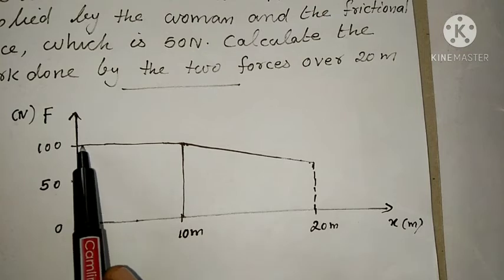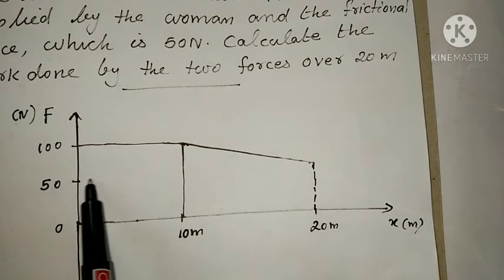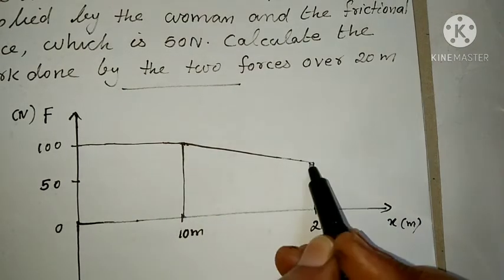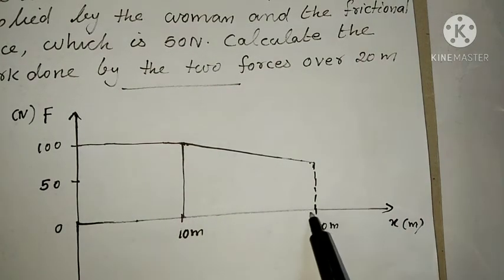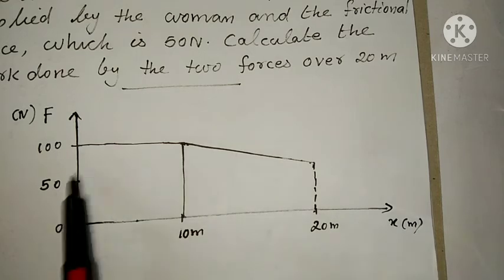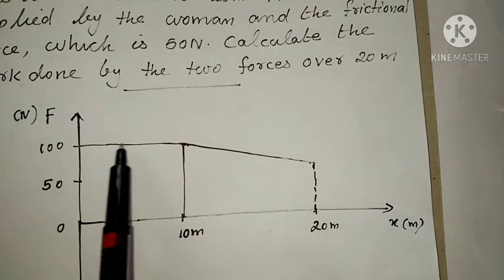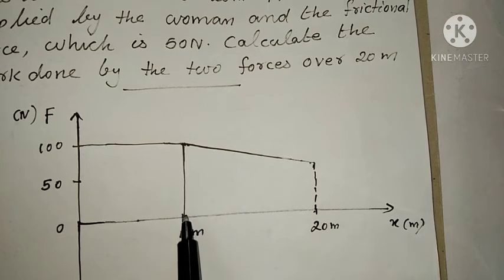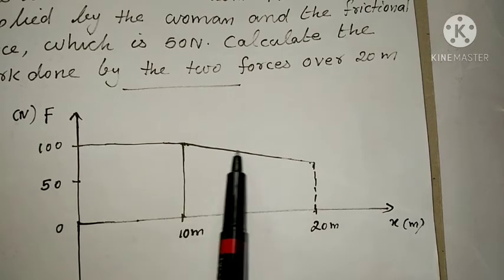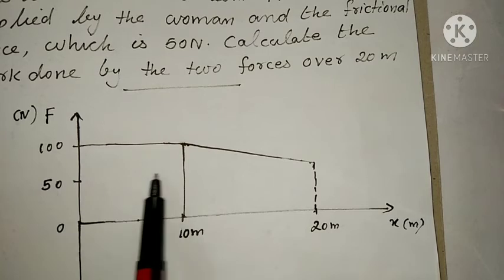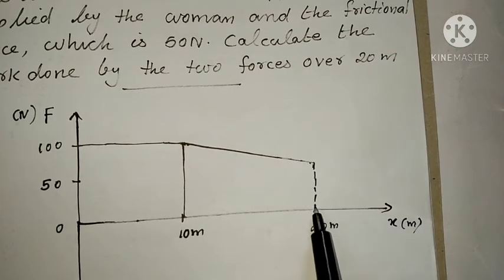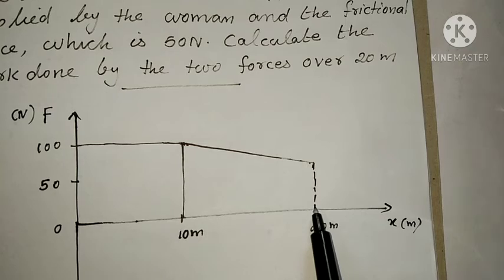Once again, here is the 50 Newton, and the total distance travelled by the trunk is 20 meter. So first she applies a force of 100 Newton and the trunk travels a distance of 10 meter. Then she progressively tires and her force reduces to 50 Newton, but the trunk travels a distance of 20 meter. Clear?